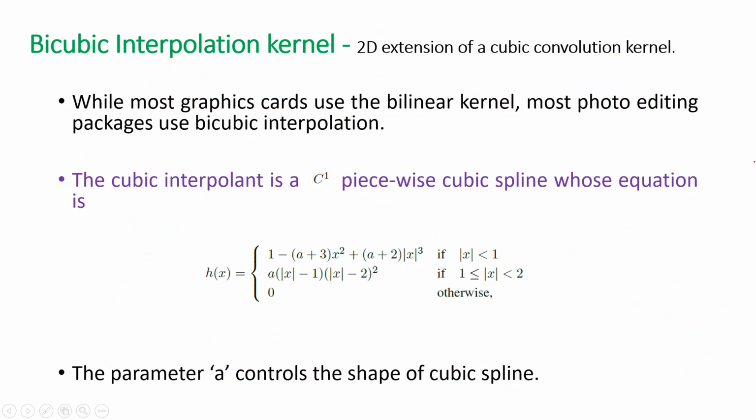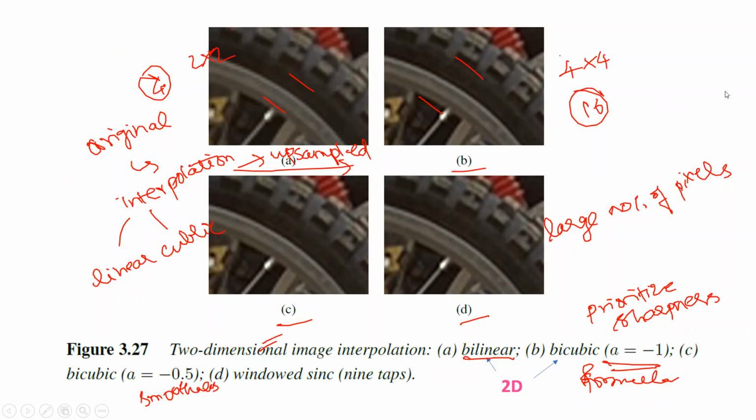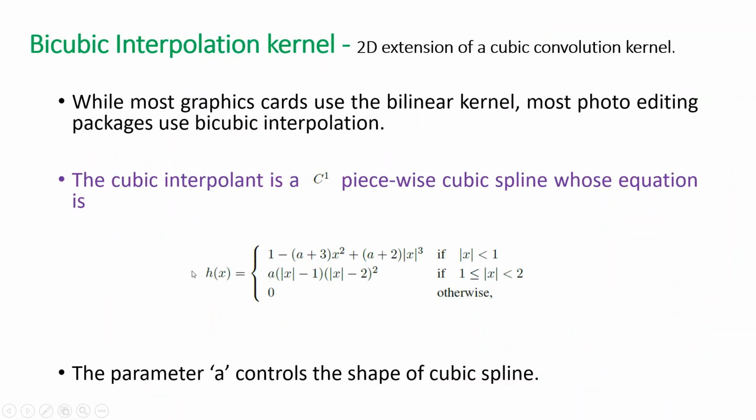I said previously that bicubic uses a certain formula to compute the result. That formula is mentioned here: h of x equal to so and so. Here this factor a controls the shape of the cubic curve. Bicubic interpolation is a 2D extension of the cubic convolution kernel. Graphics cards use the bilinear kernel. Some photo editing packages use bicubic interpolation.